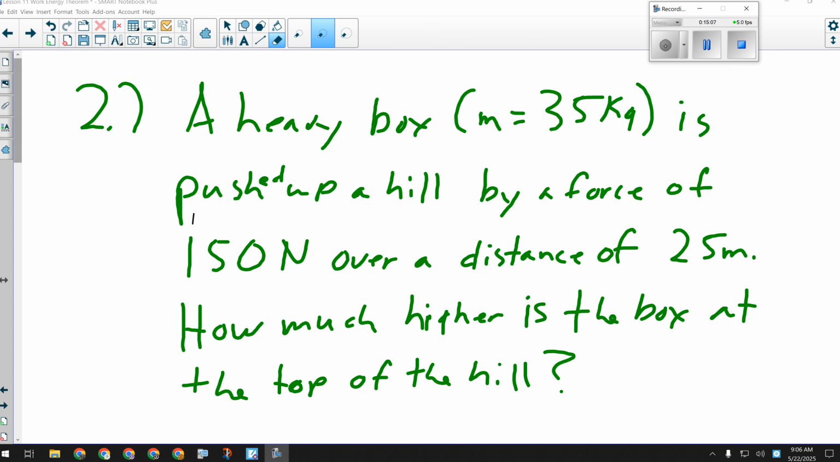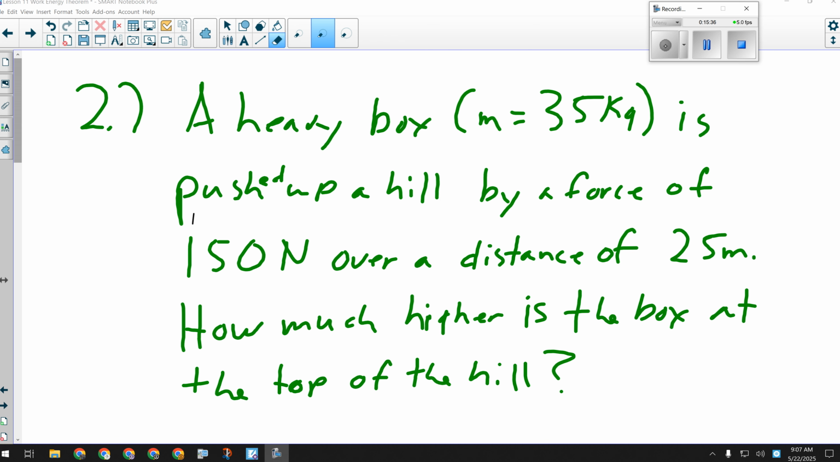Still a work energy theorem problem, not really any different than what we've been doing. Just read it carefully. As you write down your givens, decide what type of energy is being changed, set up work energy theorem, manipulate, and solve. So in this one, you've got a heavy box, and you're told it's a 35 kilogram box. It's pushed up a hill using a force of 150 newtons over a distance of 25 meters. How much higher is the box at the top of the hill?